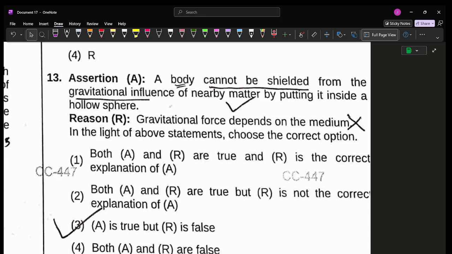Okay, what does a hollow spherical shell do? Suppose you have a hollow sphere of mass m and a particle is placed inside it, and the shell theorem says the gravitational field due to the shell itself is zero everywhere inside the shell. So the gravitational acceleration of the shell will be zero.